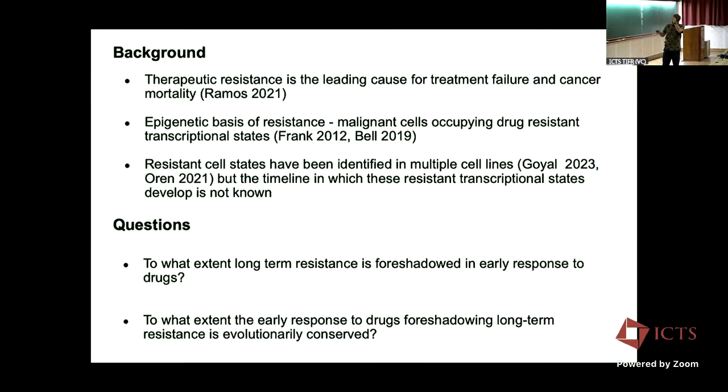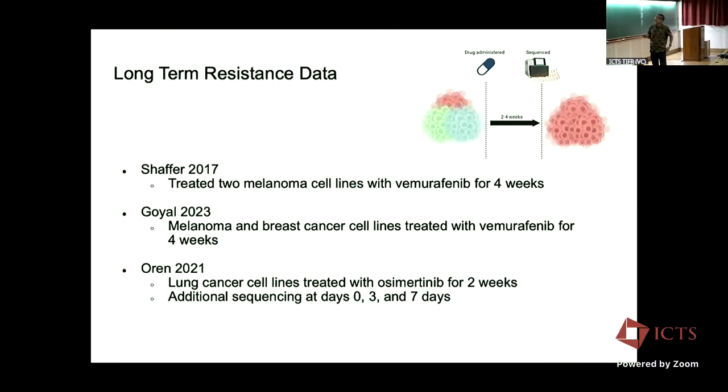So like I said, the question: to what extent is long-term resistance foreshadowed in the early response to drugs, and to what extent is the early response to drugs foreshadowing long-term resistance evolutionarily conserved? Okay. So how do we do this?